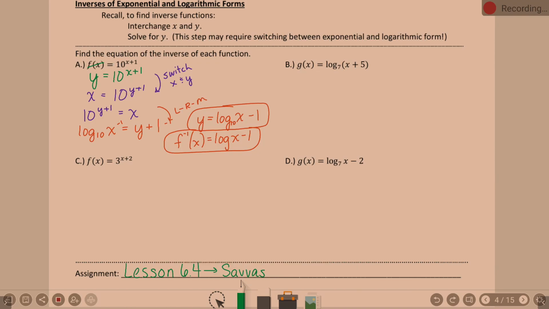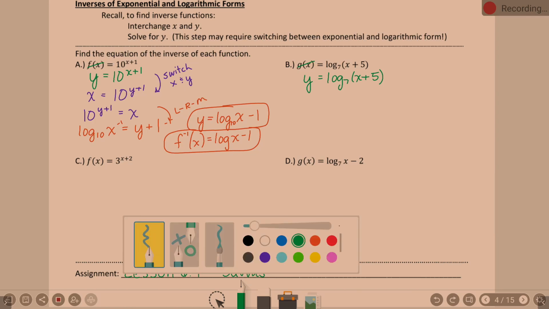Okay, guys, let's look at B. Now, what do we already know? g of x is a fancy way of saying y. So this is really y equals log base 7 of x plus 5. How are we going to find the inverse?